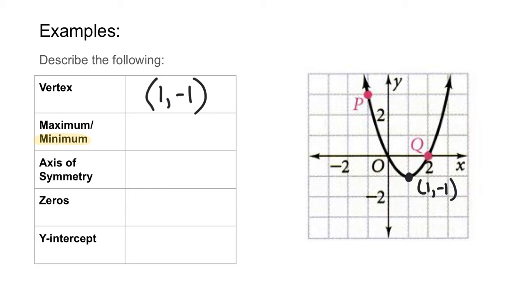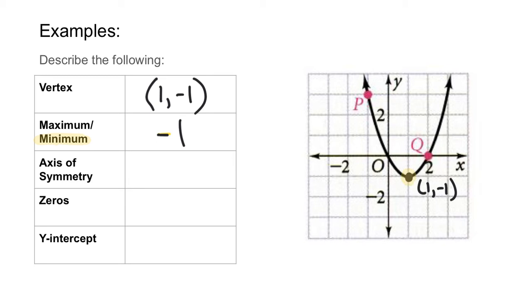So the vertex is going to be the maximum or minimum. You have to decide which it is. And then the value you get from it is just the y value. So we have a minimum of -1 in this function, because that is the y value from my vertex.